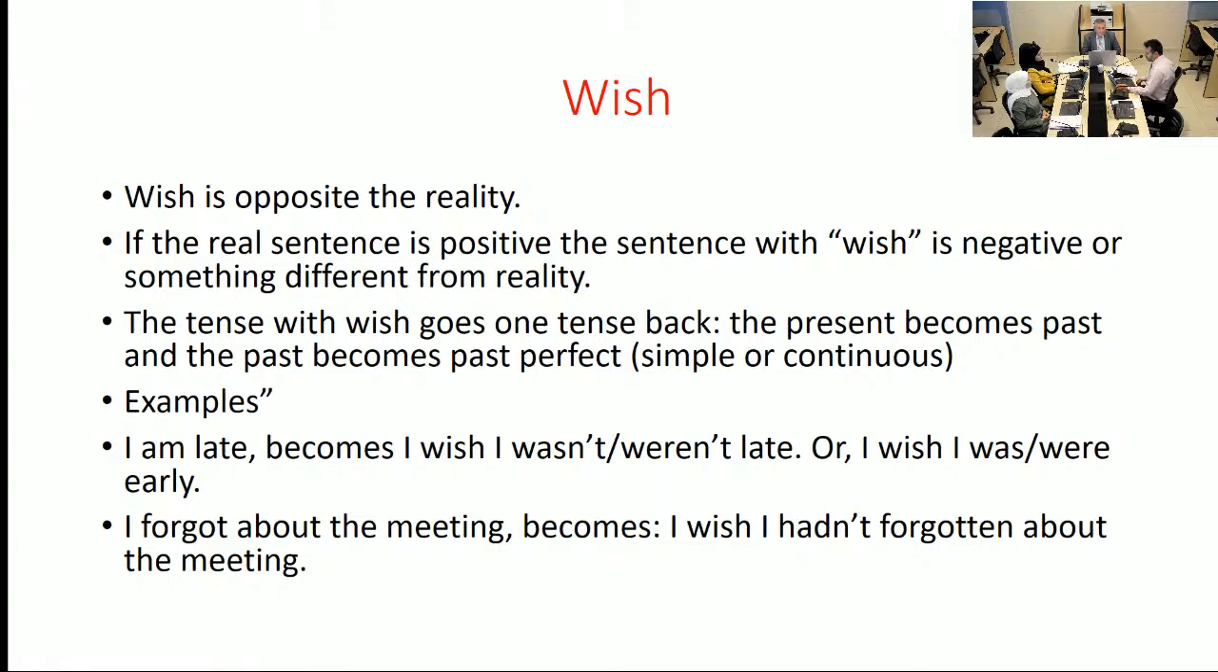The tense with wish goes one tense back, like reported speech. The present becomes past, and the past becomes past perfect. Example: I'm late becomes I wish I wasn't or I weren't late. Here also, were can be used with all pronouns, and was is not wrong: I wish I was, or I were, early. So you can use either the negative or change the sentence to the opposite of the reality. I forgot about the meeting becomes I wish I hadn't forgotten about the meeting. Actually, maybe grade 9 don't have the past perfect nowadays, but it is in the rule. In general, the past becomes past perfect.